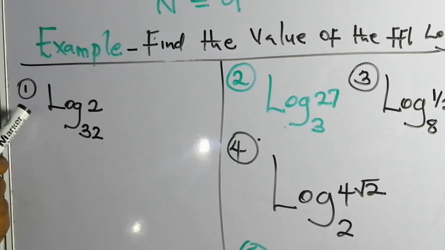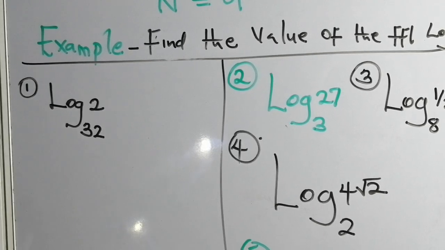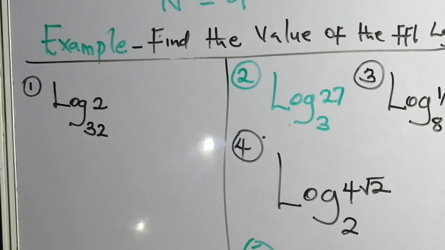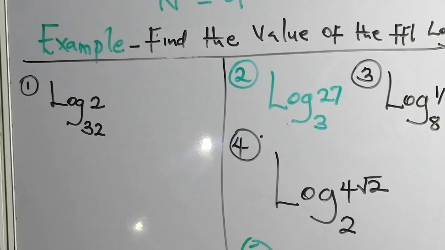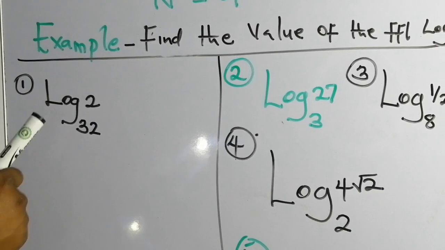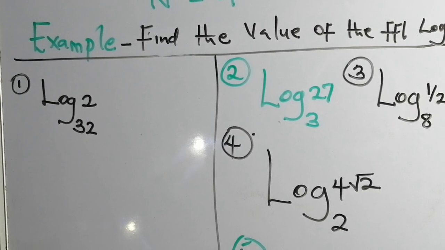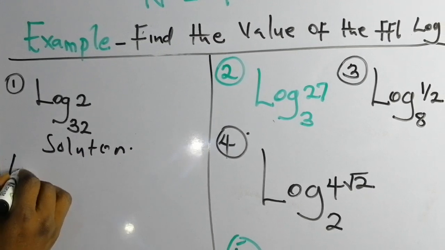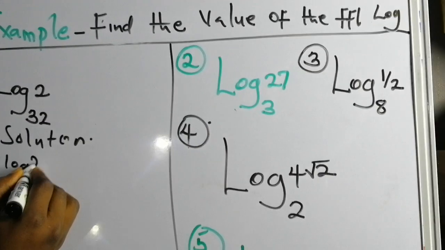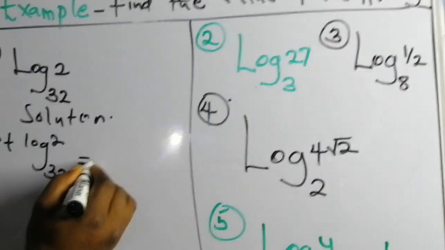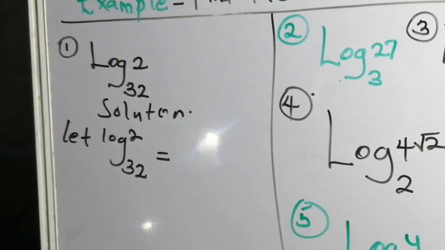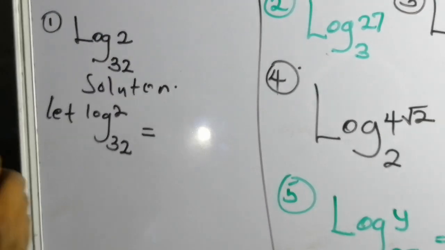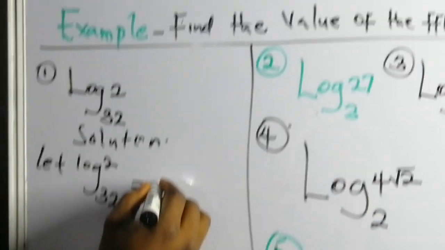The first one I have here is log 2 to base 32. Find the value of log 2 to base 32. In an exam, or perhaps in your classes, maybe SS1, SS2, SS3, you are asked to find the value of this. You don't need to stress yourself, just go straight to the point and say let log 2 base 32 equal, you can use any alphabet. Like I told you, in mathematics you can play with any alphabet you want, from A to Z. Let me use M here.